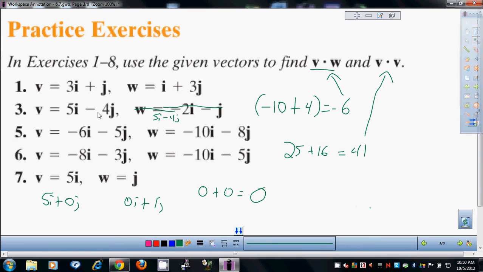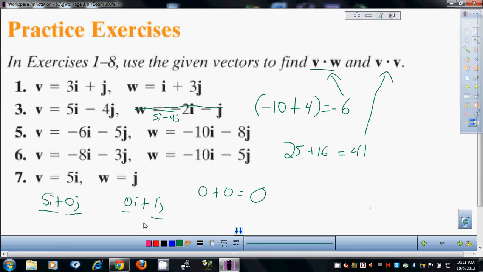That was number 7. I rewrote it with 0j and 0i. That way when you go to multiply your coefficients, it's easier to see where they're coming from. Now, let me ask you this. Think about 5i. That just goes straight right, correct? 1j goes straight up, right? What angle is formed between those two vectors? What kind of angle? Yeah, a right angle, 90-degree angle.